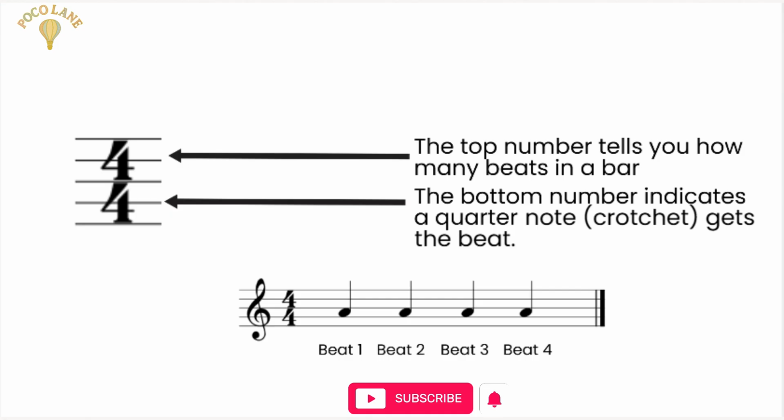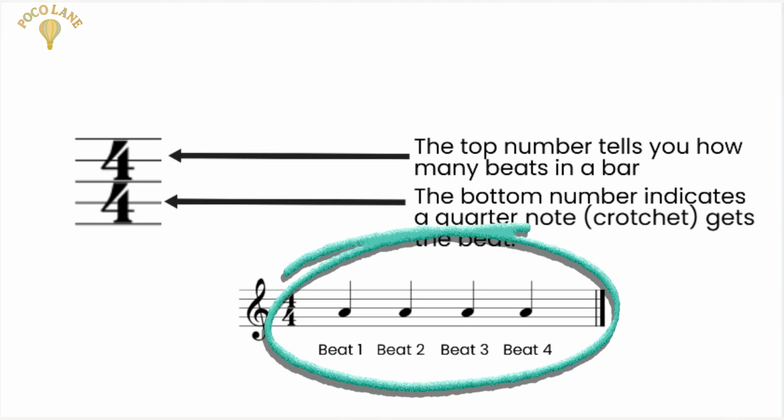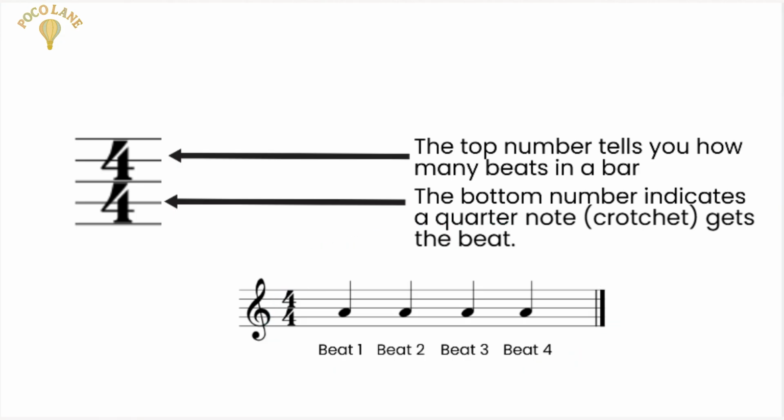So let's look at the most common time signature, 4/4 time. The top number means there will be 4 beats in a bar, and the bottom number means a quarter note, also known as a crotchet, gets the beat. So, for a 4/4 time signature, 4 crotchet notes fit into 1 bar, and the beat falls on each crotchet note. The first beat is the most important in the bar. You will hear a slight accent on this first beat. Are you ready to clap along? 1, 2, 3, 4.